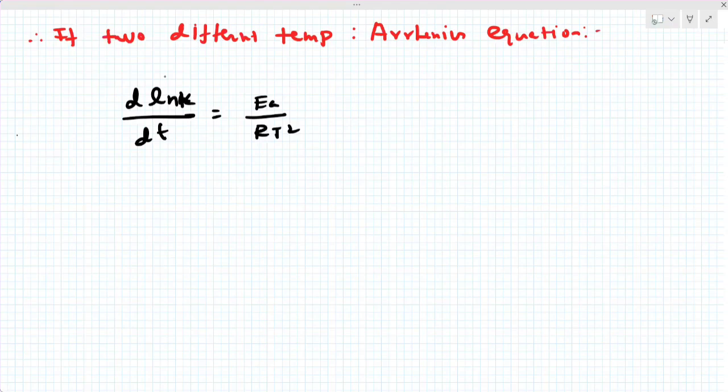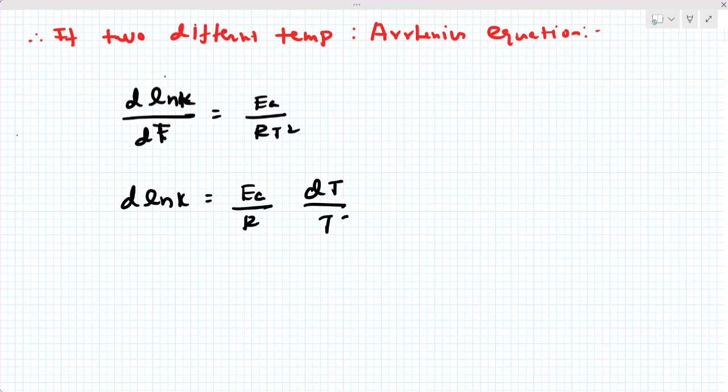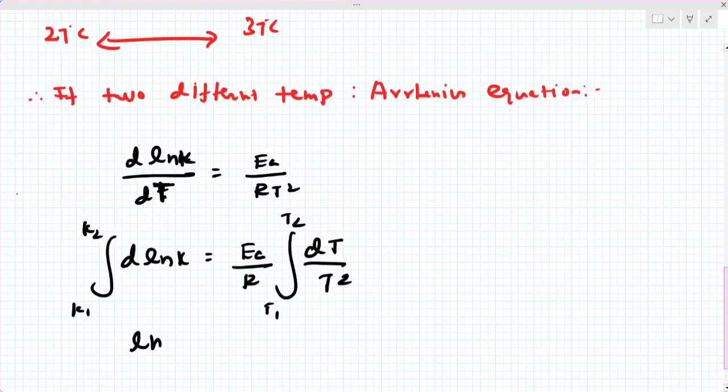Now I'm going to cross multiply. d ln k equals Ea by R, and dT by T square. We are not taking integration, now take the differential. Now what is the formula? ln k2 by k1, with T2 by T1. Now this temperature, please change it to capital D.